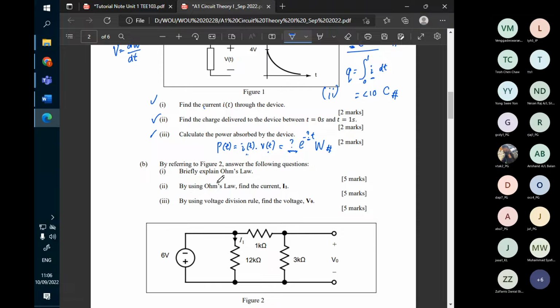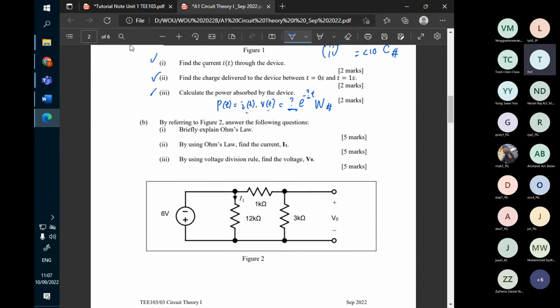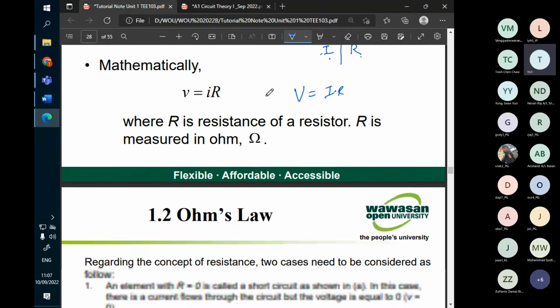Okay, and for part 2, you need to find the I1 from this circuit, and this one we have to learn in the next lesson. How to find I1 from here using some circuit theorem, or some techniques or methods. We can actually find this unknown I1 flowing in through the 12K resistance here. But this is what we can do today. This, so far, we can do.